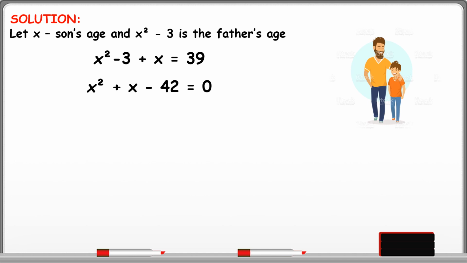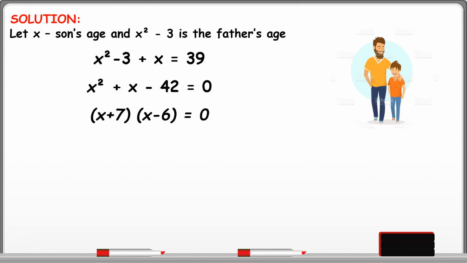That's why we have negative 39. And then you add it to negative 3, so we have negative 42. When you transpose the 39, it becomes negative 39, and then you combine it with negative 3. Negative 3 plus negative 39 will give you negative 42. And of course, we need to factor this trinomial.